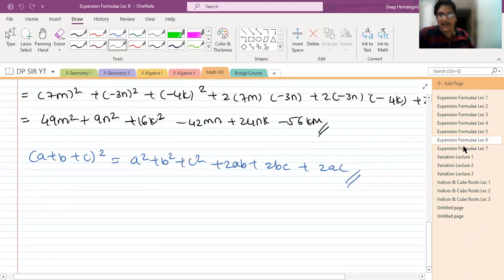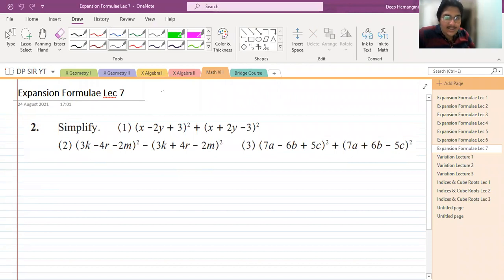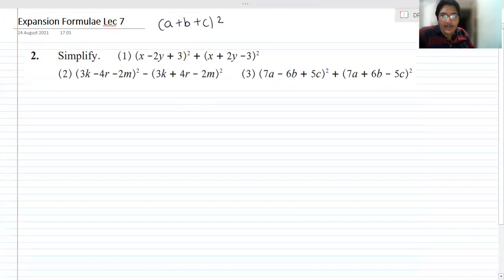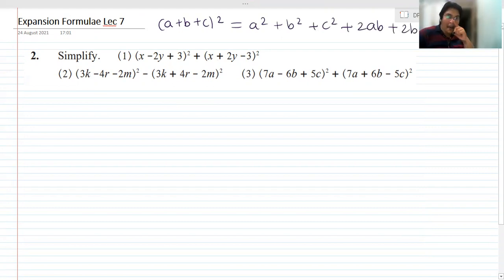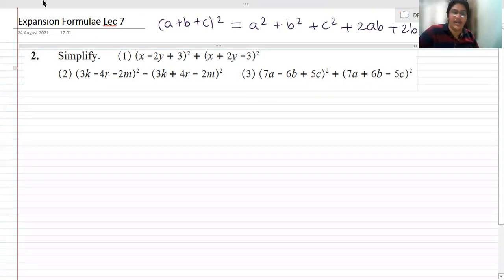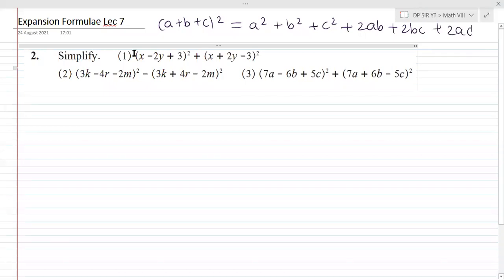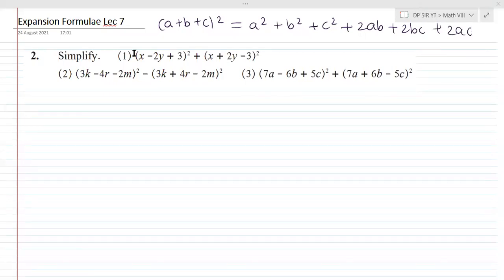These questions are very easy. The questions which we did were based on (a plus b plus c) the whole square, which is equal to a square plus b square plus c square plus 2ab plus 2bc plus 2ac. We had solved a few questions on this, and today we are going to solve the remaining questions.